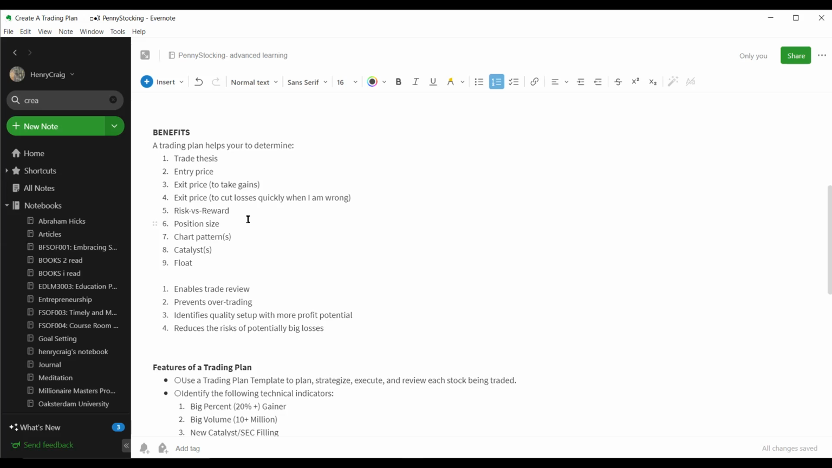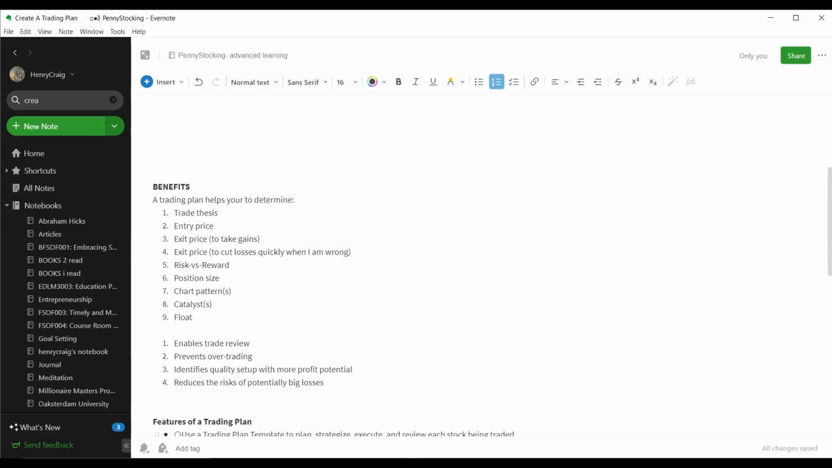What is my position size? What is the preferred chart pattern that I want to trade? What are the catalysts? And what is the float of the stock? So these are some of the parameters that we determine in our trading plan. Now, let's move on to our trading plan and take a look at a template that I use to capture as much detail on the stock that I want to trade.